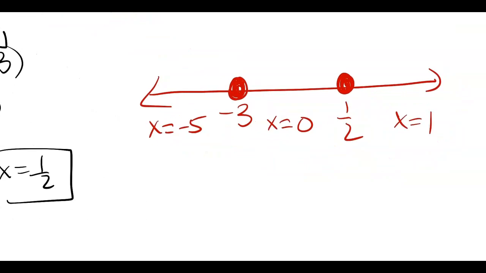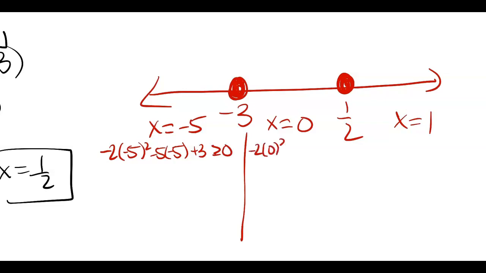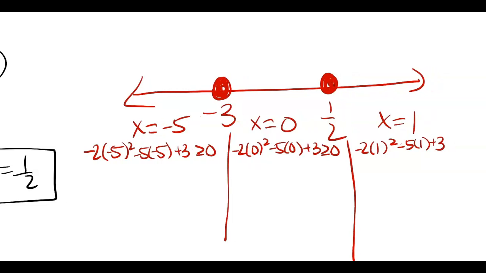So let's take the original inequality at the very top and we're going to substitute it in. From that original inequality, we have negative 2x squared minus 5 times negative 5 plus 3 should be greater than or equal to 0. Negative 2 times 0 squared minus 5 times 0 plus 3 should be greater than or equal to 0. And negative 2, 1 squared minus 5 times 1 plus 3 should be greater than or equal to 0.